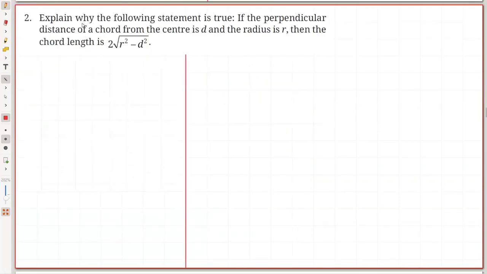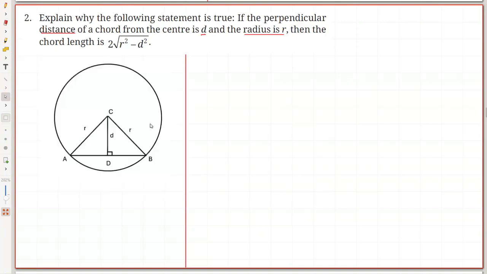Question number 2. Explain why the following statement is true. If the perpendicular distance of the chord from the center is D and the radius is R, then the chord length is 2 square root of R square minus D square. They are asking why this is true. We have to check it with the same diagram, but here, instead of numbers, they have given us variables.